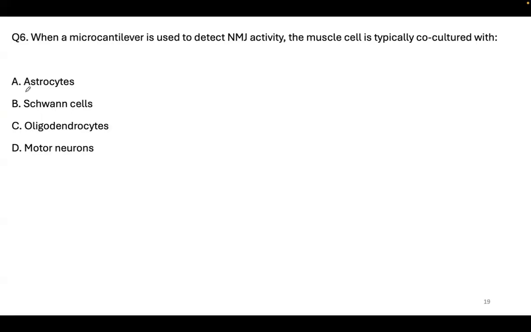Then when a microcantilever is used to detect a neuromuscular junction, the muscle cell is typically co-cultured with, that's easy, right? You don't need astrocytes, you don't need clearing up as such, you don't need Schwann cells or oligodendrocytes, because your main idea is not to myelinate something, but what you want are motor neurons.